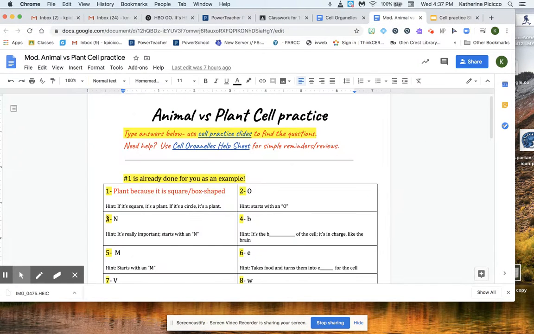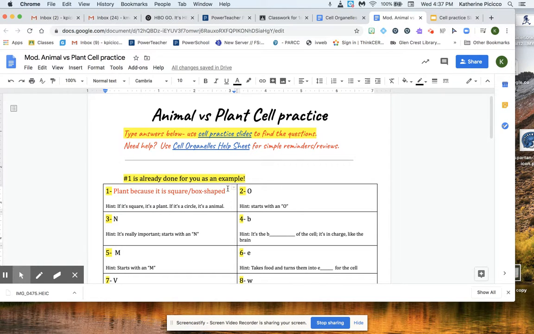And if you look at the hint, it says, hint: if it's a square, it's a plant. Remember, plants are really rigid and box-like because they have to kind of be like that, right? They're not moving around like us. If it's a circle, oops, I totally did this wrong. Let's change that. If it's a circle, it's an animal. Okay, so the answer I typed in here is plant because it's square or box shape.